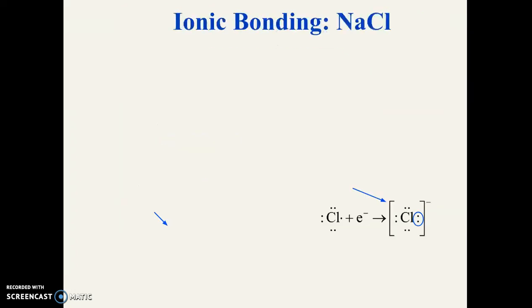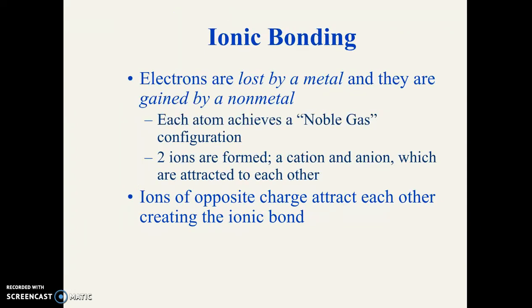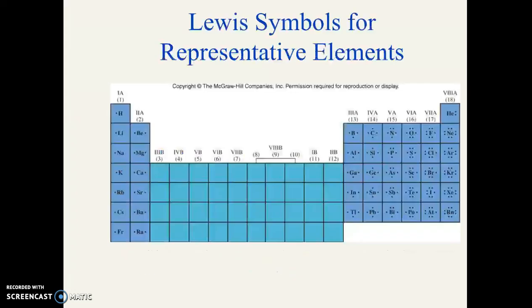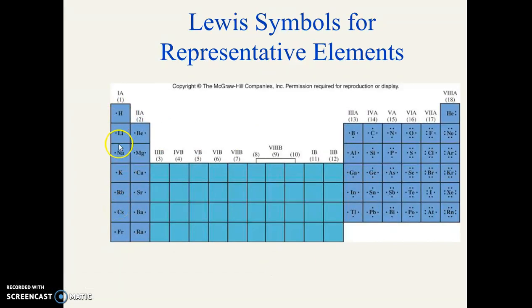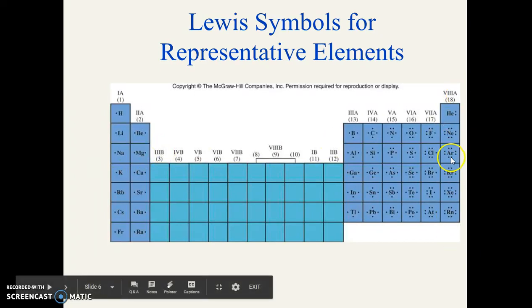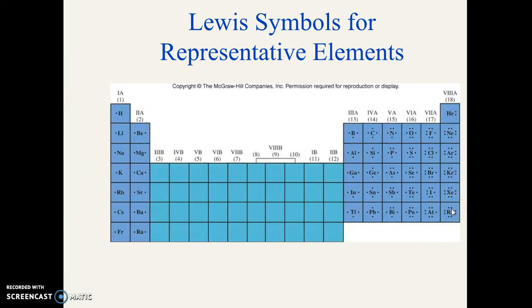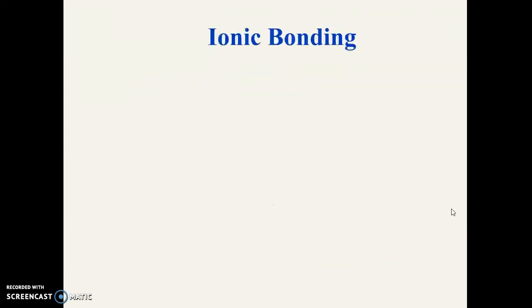So a little bit about ionic bonding. Electrons are lost by a metal and they are gained by a nonmetal. So each atom is trying to achieve a noble gas configuration, which if you remember, if I go back here to this periodic table, these guys right here only have 1 valence electron, so it's easier for them to lose 1. And if they lose 1, like sodium loses 1, then it's going to lose this whole 3rd energy level, and it's going to now look like neon in terms of its electrons. That's the goal. Everything wants to look like a noble gas, so it's going to try to gain or lose to get to be a noble gas.